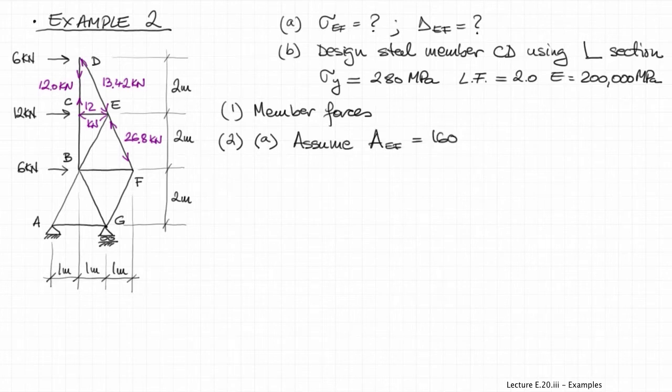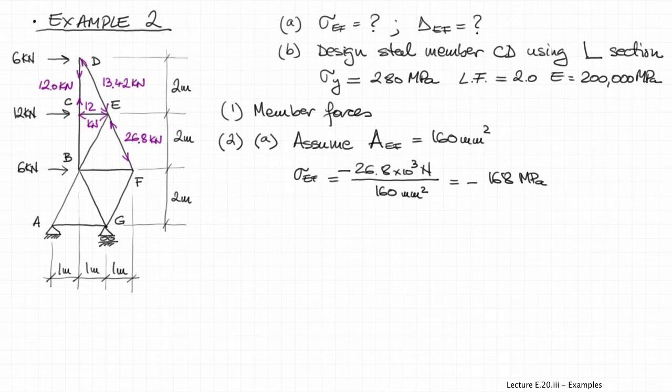So now for the first question, let's assume that the area of member EF is 160 millimeters squared, given. And for this purpose, the stress in member EF will be equal to the force 26.8 times 10 to the power 3 newtons, negative because this is a compressive force, divided by the cross-sectional area of the member, 160 millimeters squared, and that will give us negative 168 megapascals, a compressive stress.